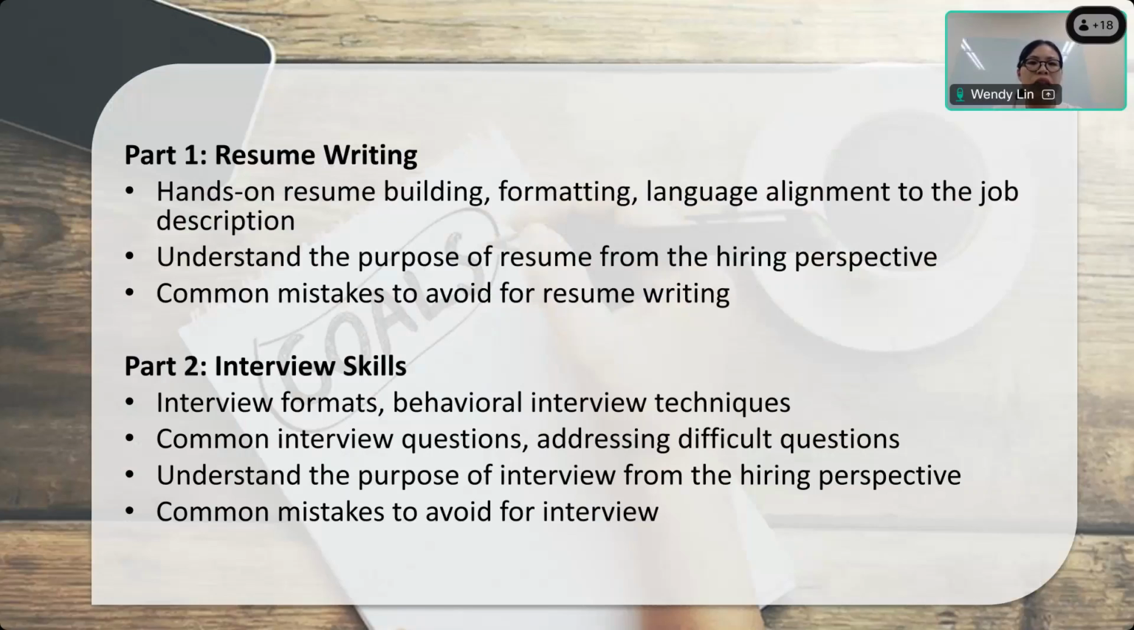In the later session, I can also give you some common mistakes that applicants might make, and we can avoid them in our personal journey. In the second part, we will go into interview skills. There are several different types of interview formats, and an important technique to learn is the behavioral interview, which is based on real situations to respond to the interviewers' questions. There are some common interview questions and also how we can address the difficult questions during an interview. Again, I can share a little bit of my experience from past interview sessions and some common mistakes that we can avoid in an interview.